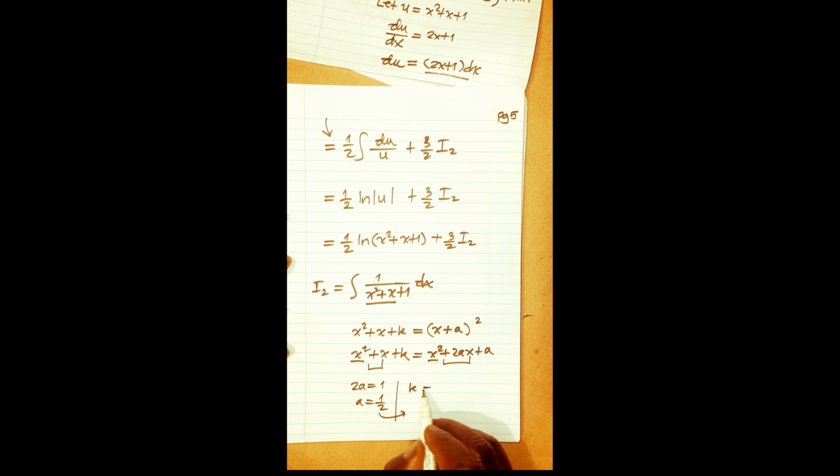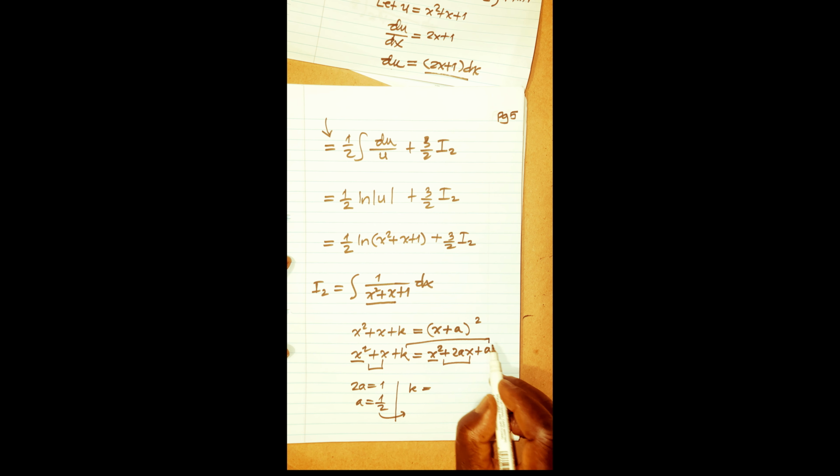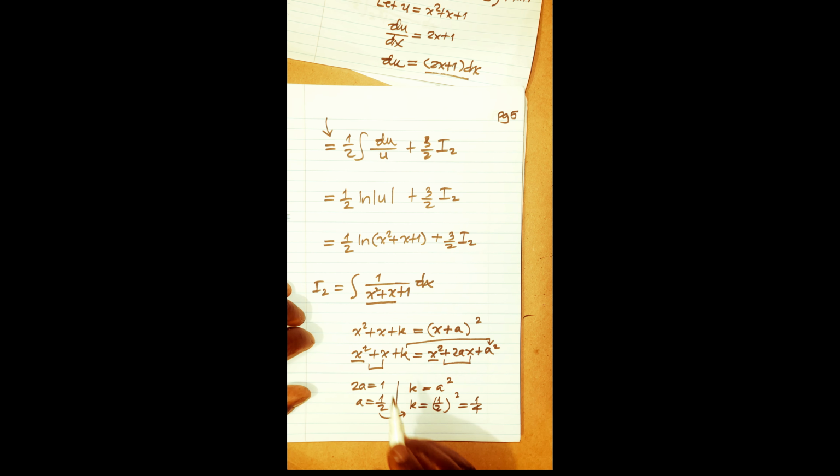Then k equals the constant at the end there. Remember, it's supposed to be a squared when you expand that. It will be x squared plus 2ax plus a squared. So this is a squared. And what does this give us? It gives us 1 over 2, and we have to square that, and the answer is a quarter. Nice.